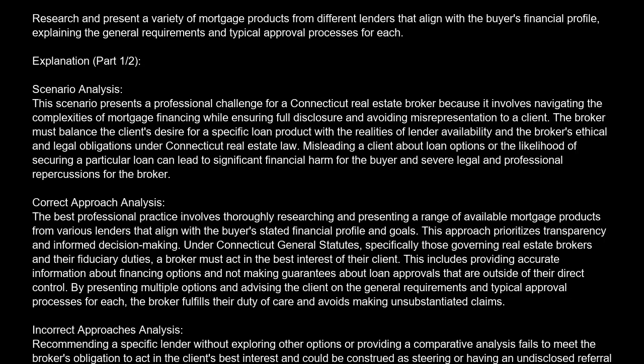The correct answer is C. Research and present a variety of mortgage products from different lenders that align with the buyer's financial profile, explaining the general requirements and typical approval processes for each.